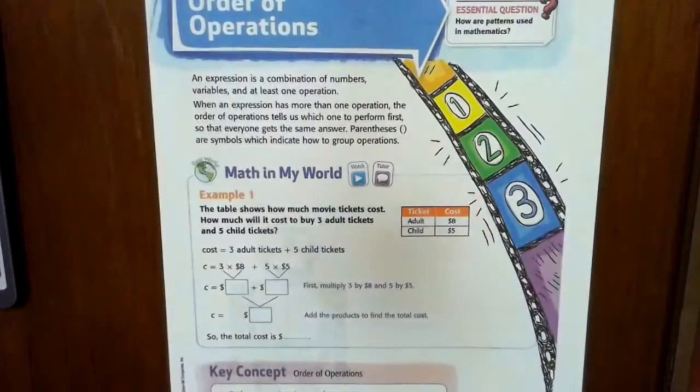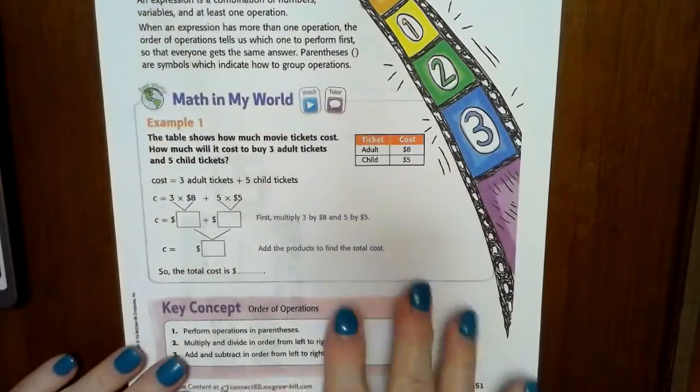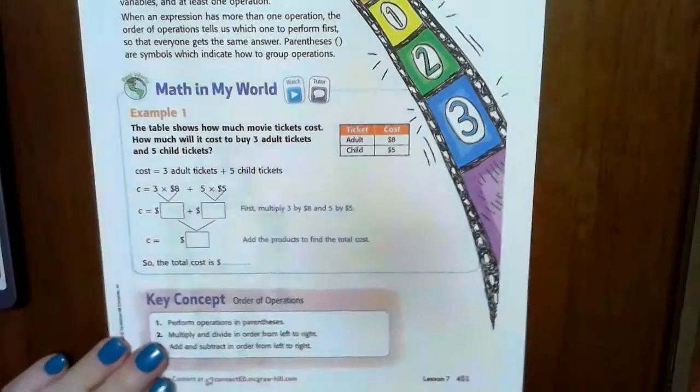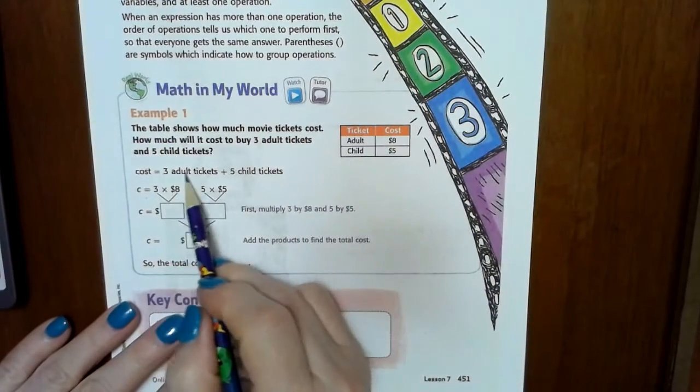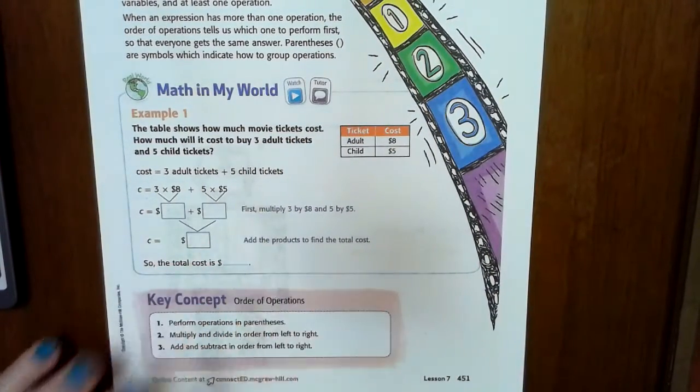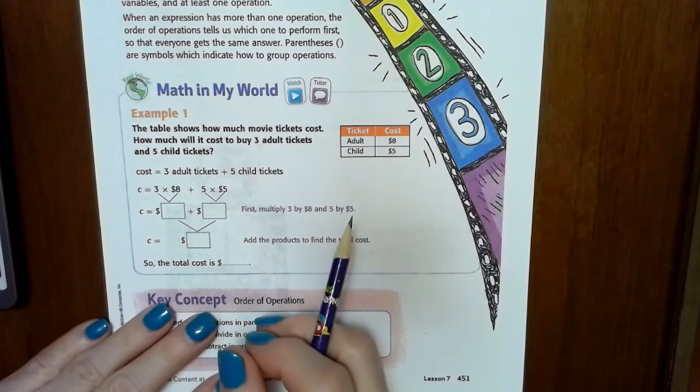Now let's go back to our paper where we had the example. It says the table shows how much movie tickets cost. How much will it cost to buy 3 adult tickets and 5 child tickets? Here's what they did. They put the cost, 3 adult tickets plus 5 child tickets. That's going to be how much it costs us to get it all together.